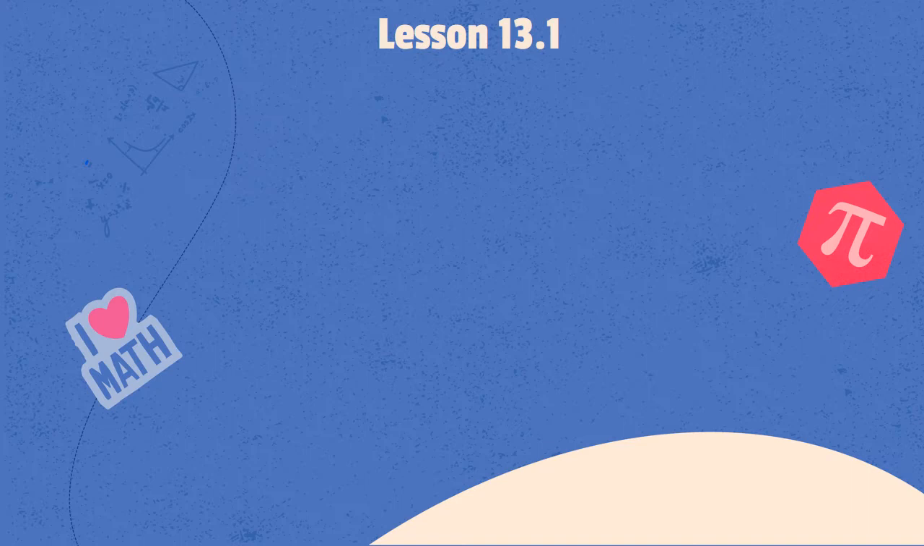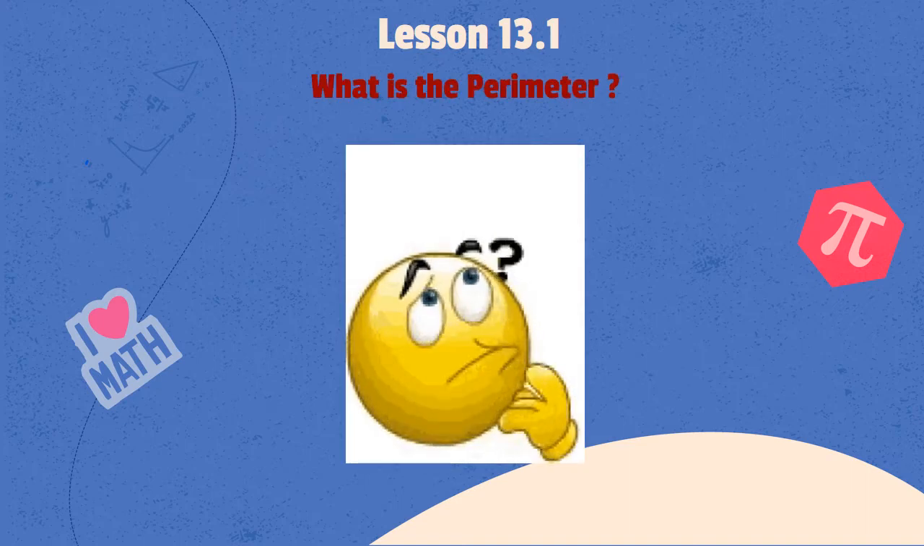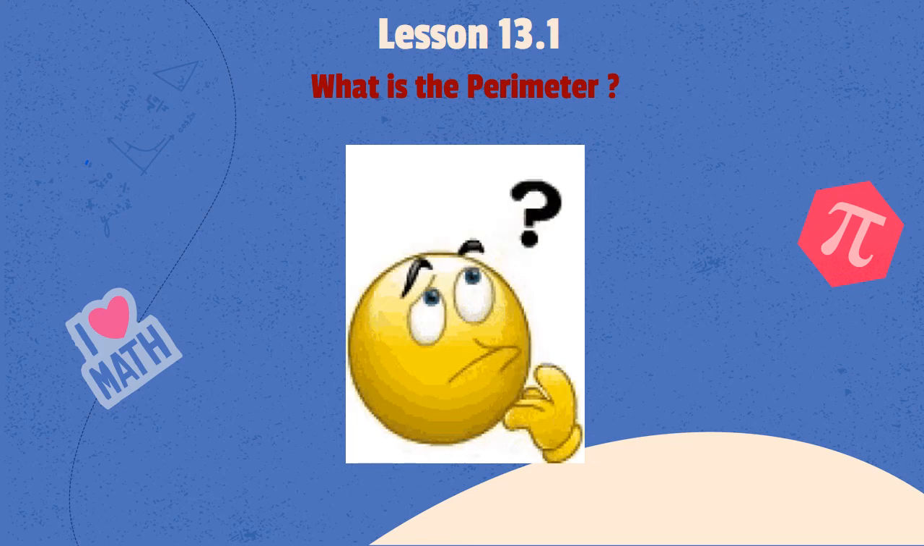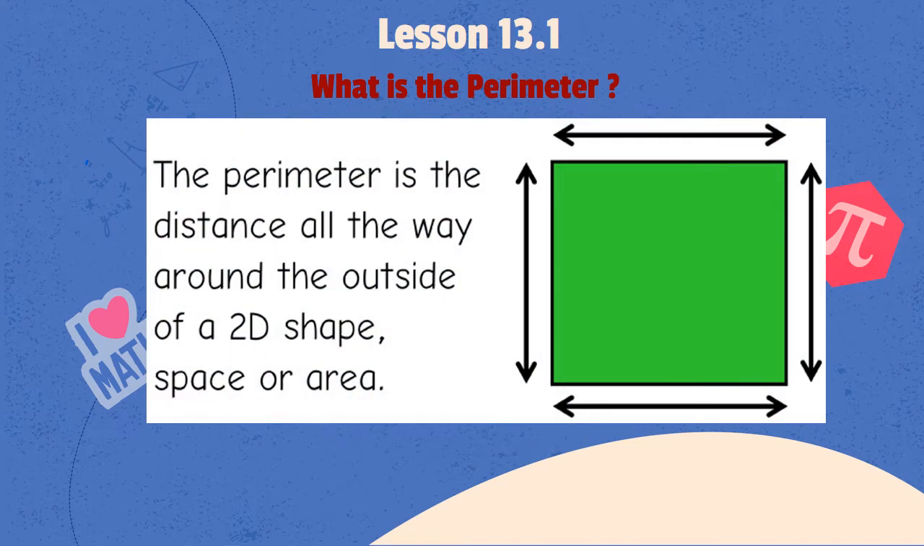To start with, in this part, we're going to have a very important question. What is the parameter? Think with me. Do you know what a parameter is? I know you do. The parameter is the distance all the way around the outside of a 2D shape, space, or area. What does that mean?